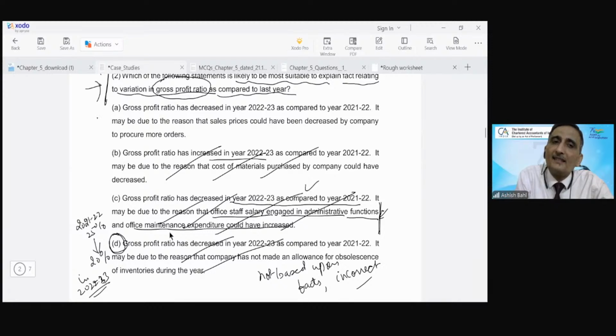So A was the correct answer. Since the company's turnover has doubled, the company may have reduced its sale prices to procure more orders and get volumes. So option A was the right answer. All other three options are incorrect in this way.